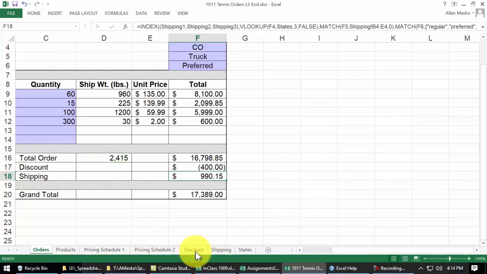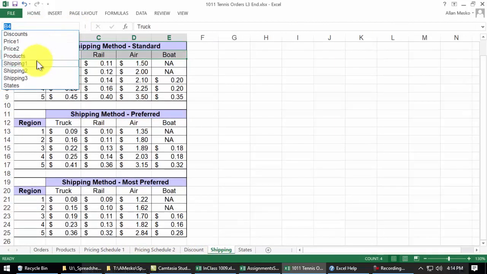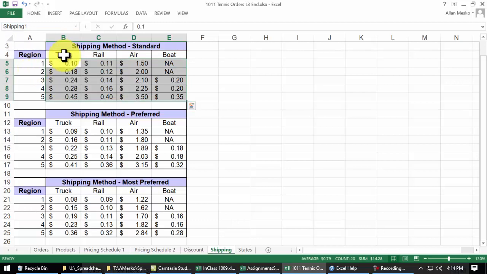Shipping 1 is that first one, which is the standard. Shipping 2 is the second one. Shipping 3 is the most preferred one. But notice it's set up all the same. Here's the region, that's the row number. Here's the method, that's the column number.